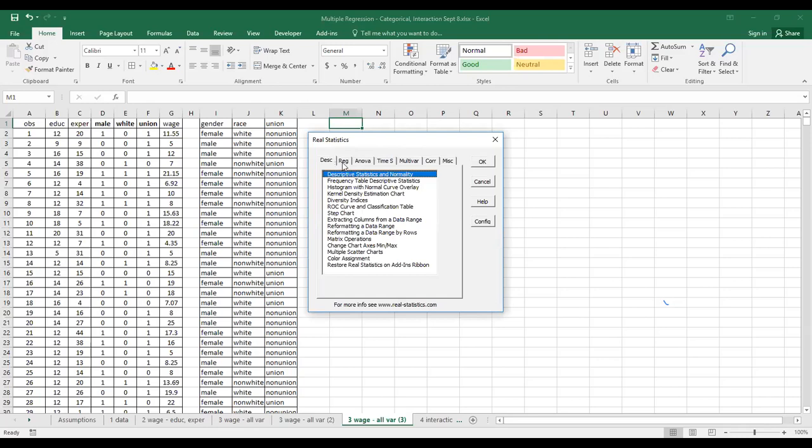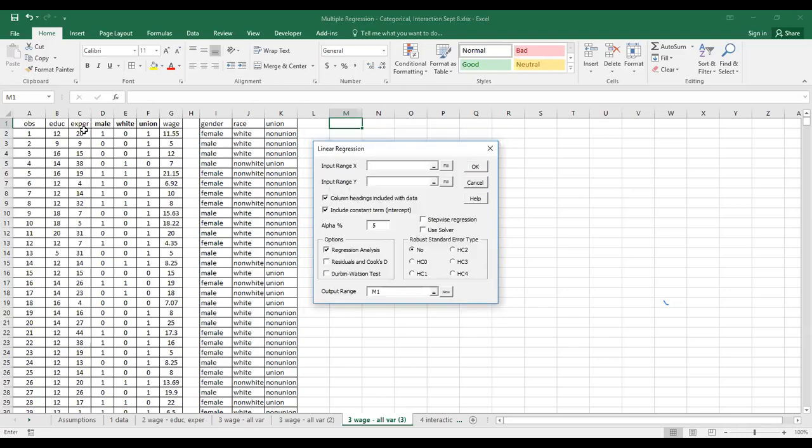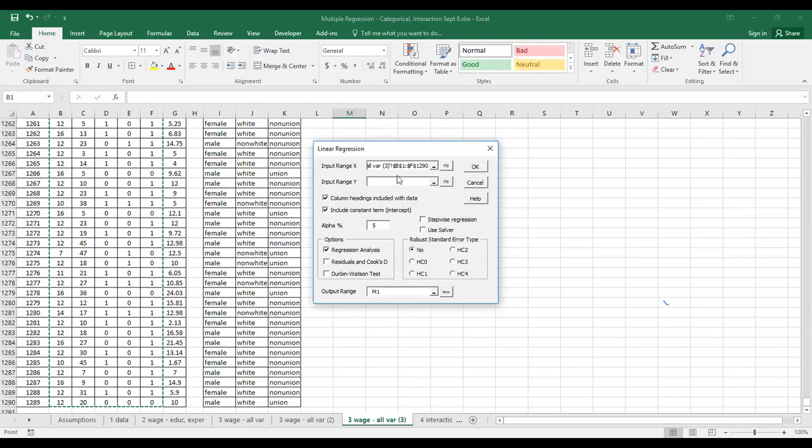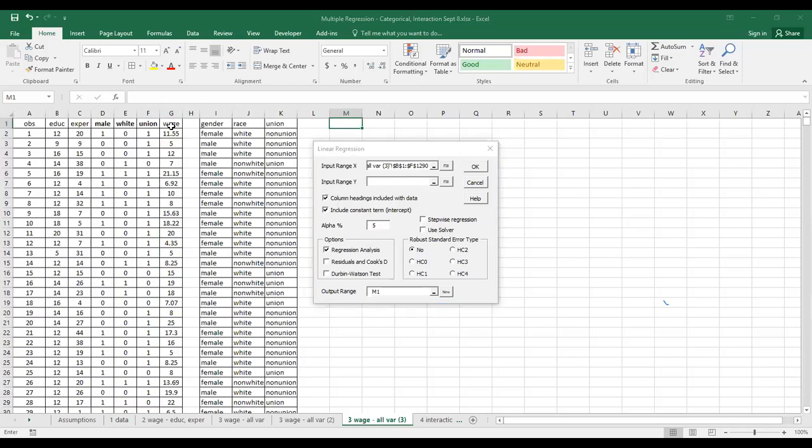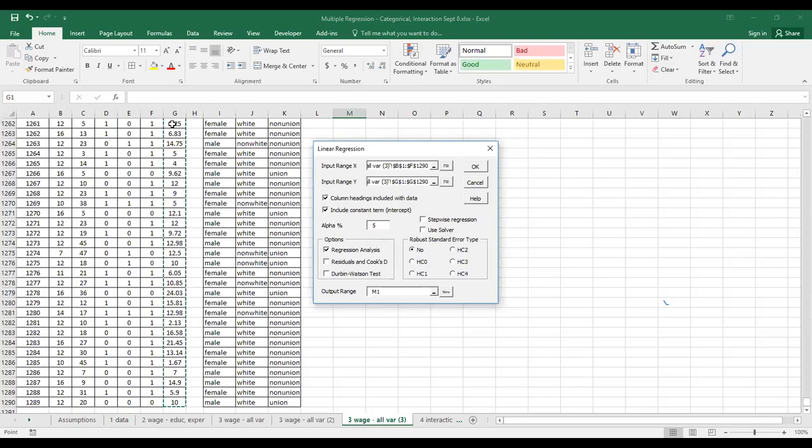All right, so we're going to do regression, multiple regression, guys, multiple regression. Si X natin will be from education hanggang union, no? Control Shift down arrow. Okay, so that's B1 up to F1290. Tama. Tapos si Y natin will be our wage. G1. Yan. Okay? So we have here column headings, okay, included with the data, yes.